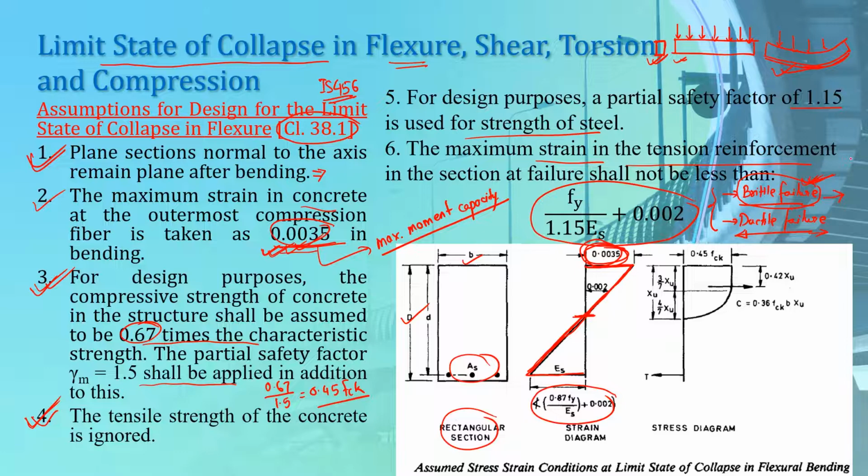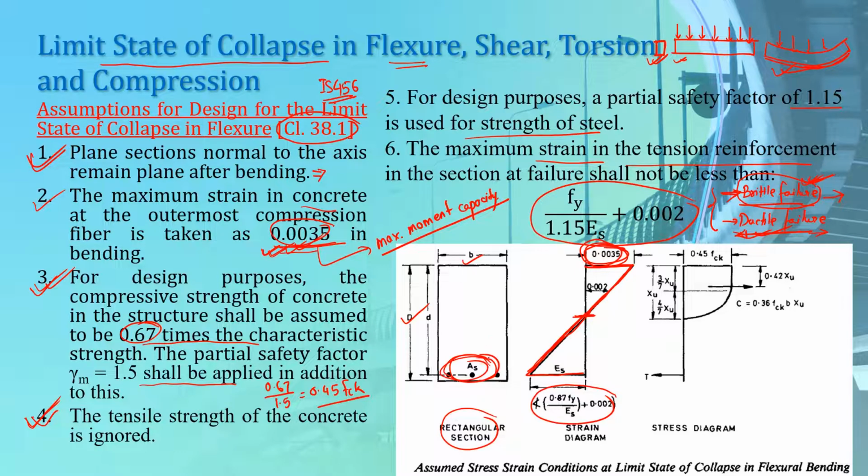Because these failures are sudden and our structure does not give us any type of warning for brittle failure, we generally try to ensure that such failure does not happen in our structure. We always try to ensure this ductile failure, where our reinforcement bars or steel bars yield at first and then only the failure of concrete occurs. So the general principle while designing reinforced concrete structures is to ensure ductile failure, that is, the tensile reinforcement yields first.